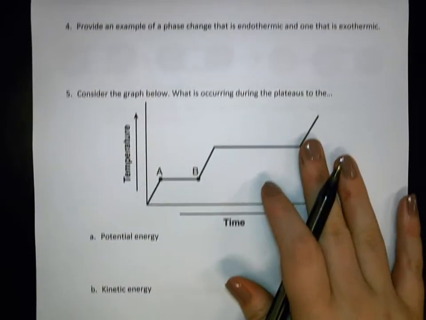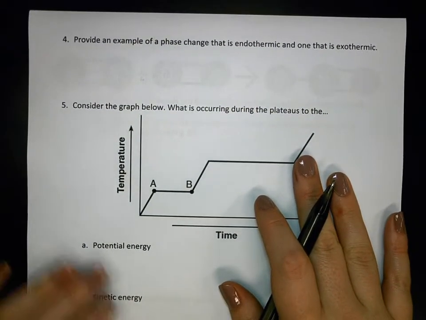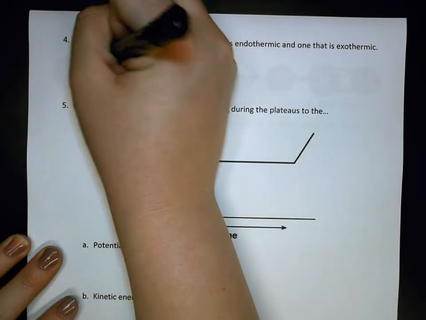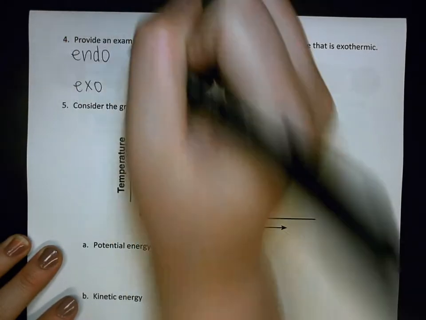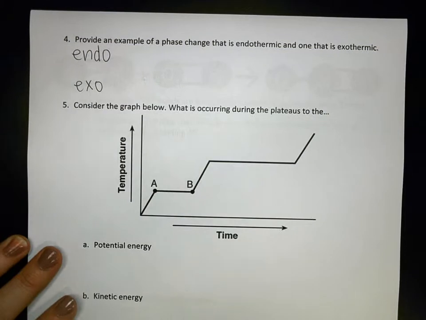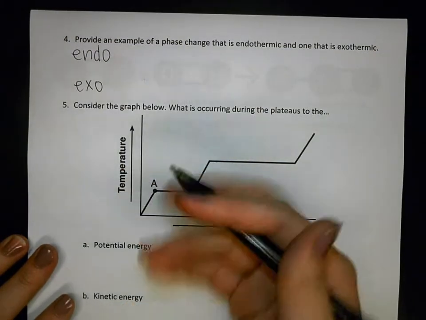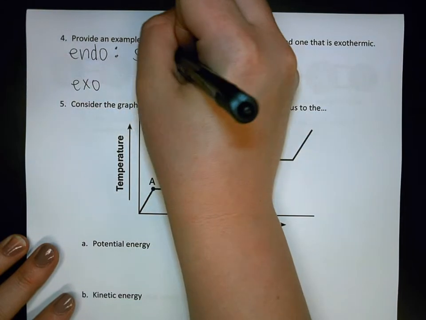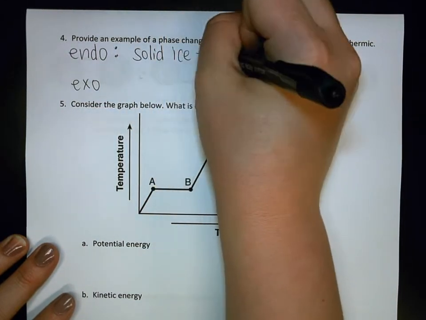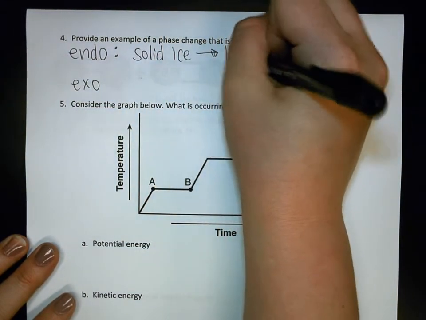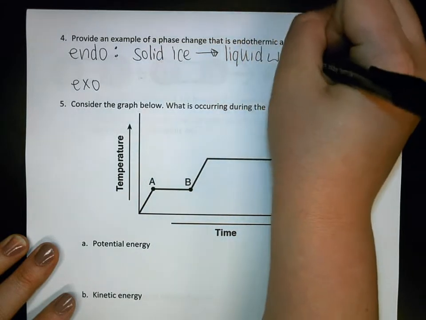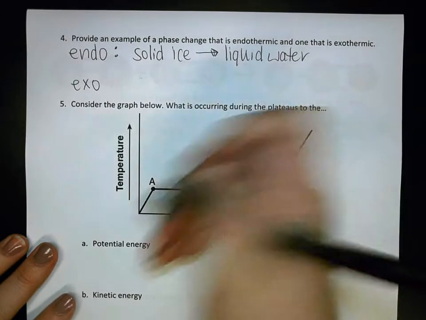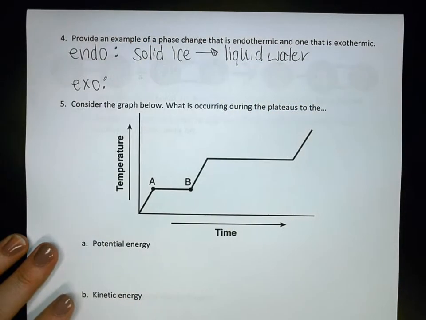Provide an example of a phase change that is endothermic and one that is exothermic. Endothermic would be any phase change where we are absorbing heat. So you could use solid ice turning into liquid water. In order for an ice cube to melt, the ice cube has to absorb energy. So that would be endothermic.